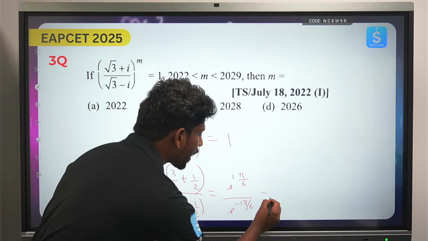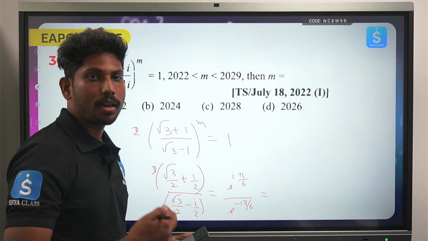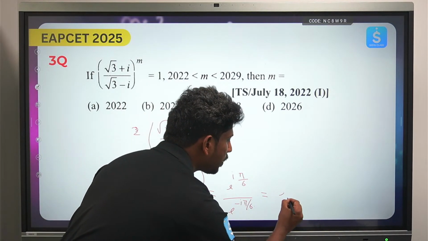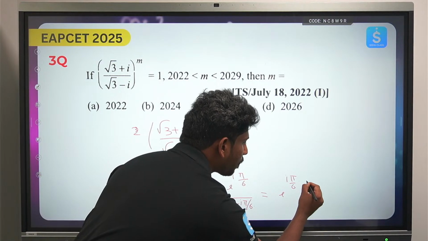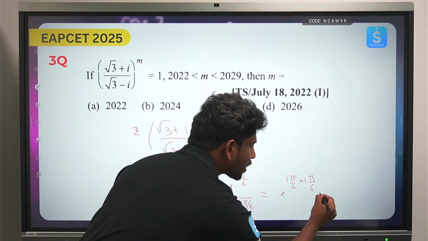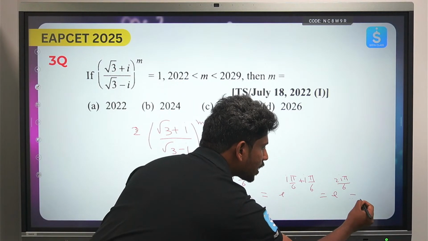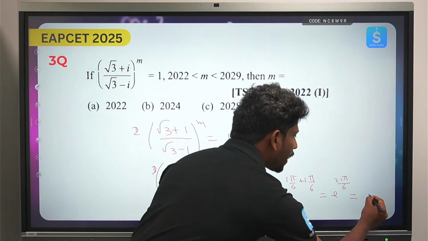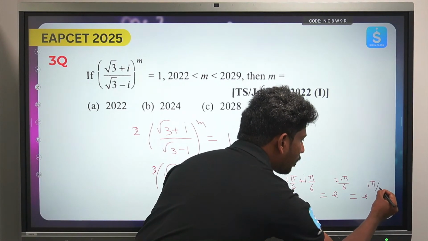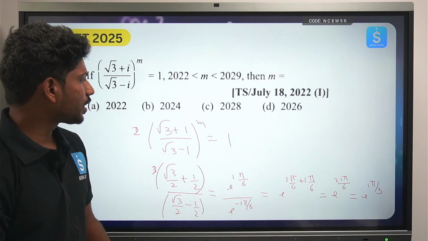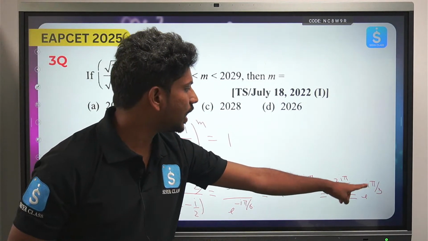Now from here I can write a power m by a power n as a power m minus n. So this will become e power I pi by 6 plus e power I pi by 6. So this will become e power 2 I pi by 6, so e power I pi by 3. I hope everyone is following. I finally got the answer, e power I pi by 3.